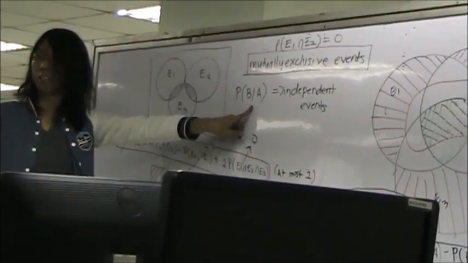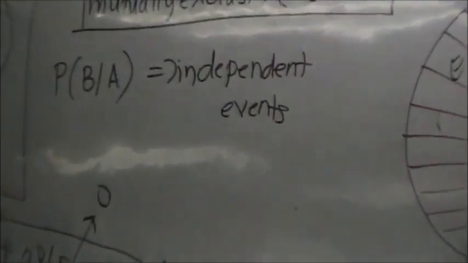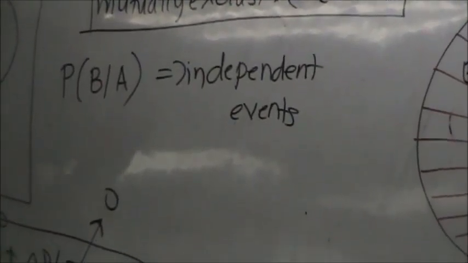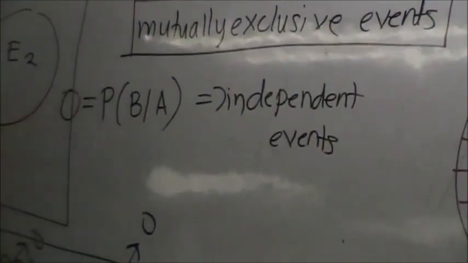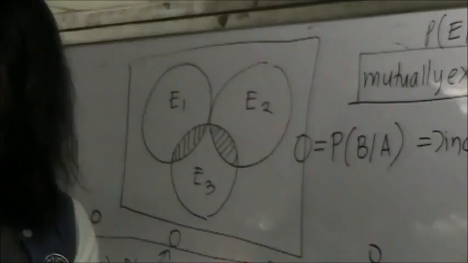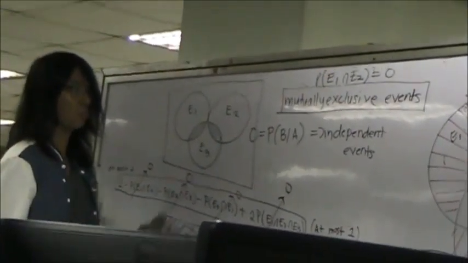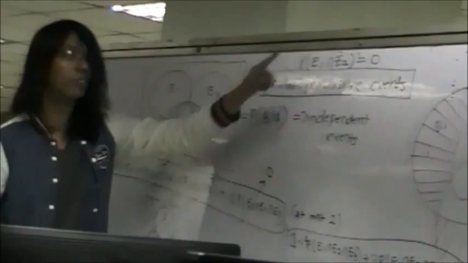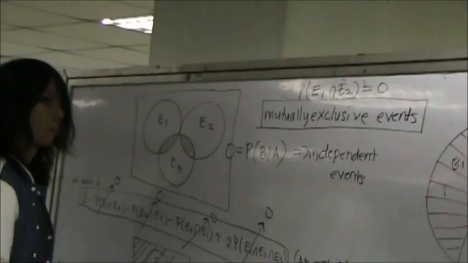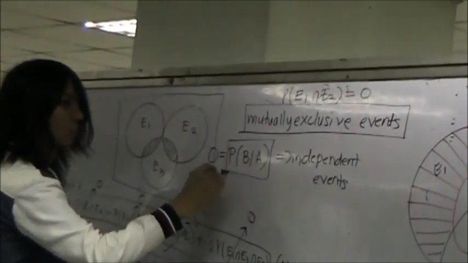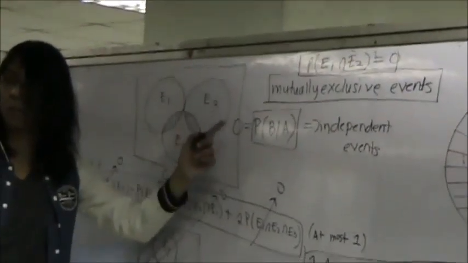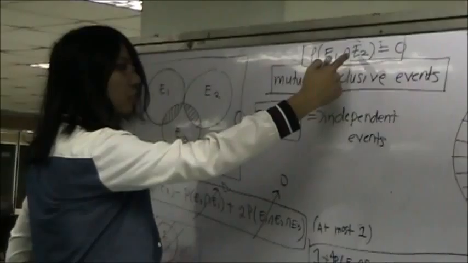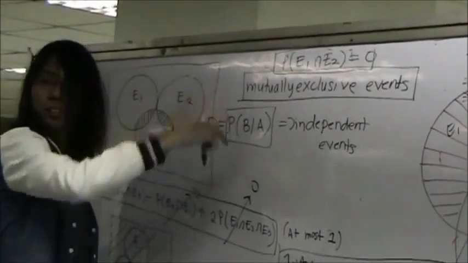You encounter that? It's a probability of B given A. And if that is 0, then that is an independent event. So it's two different things. This is not equal to that. This is different. But sometimes they become the same, and we will see that. When does this become equal to that?